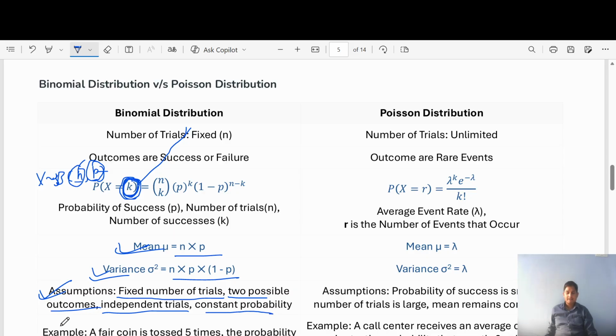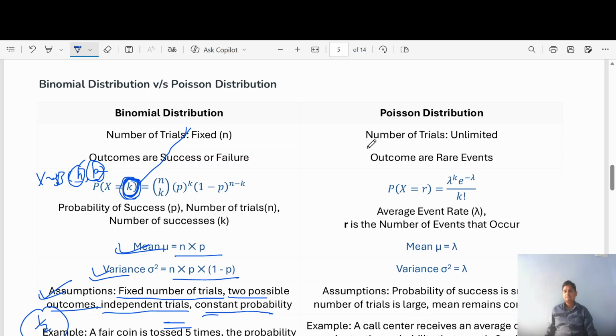Example, we have already discussed in the previous video. If a fair coin is tossed 5 times, what is the probability of getting exactly 2 heads? Meaning, if we toss a coin, the probability of getting a head or tail is fixed, that is 1/2. So these are the assumptions: the occurrence of an event is fixed, all the events are independent, the probability of an event happening is constant, there are no changes. These are the criteria of the binomial distribution.